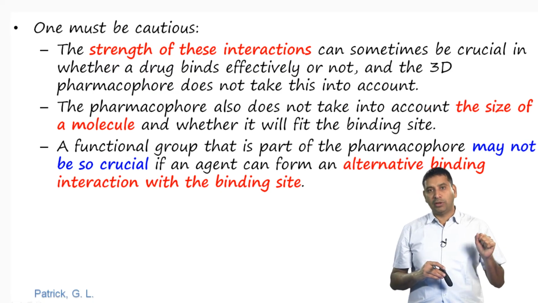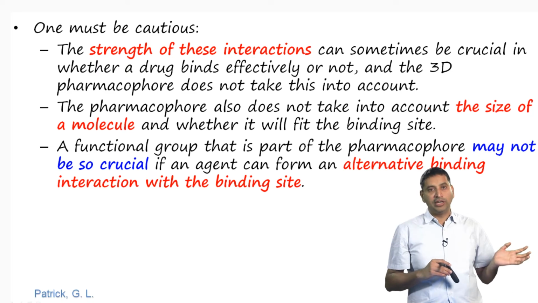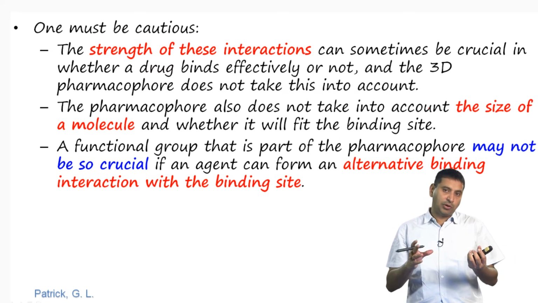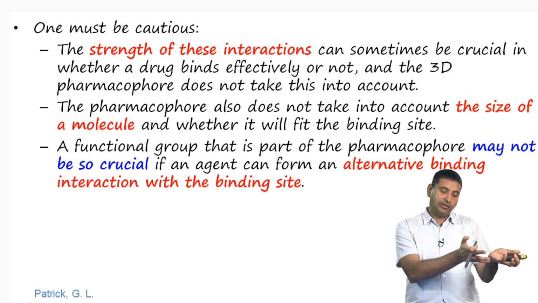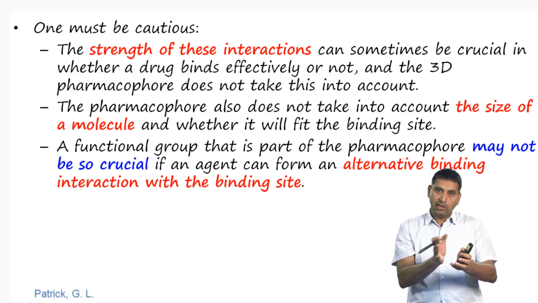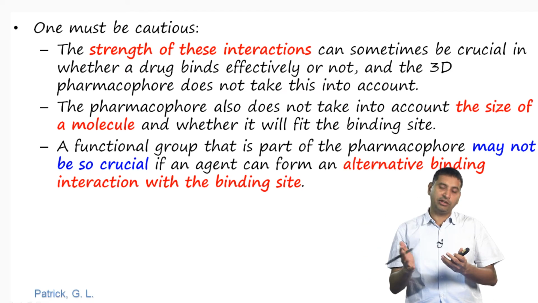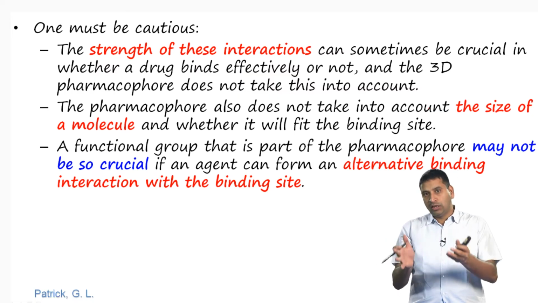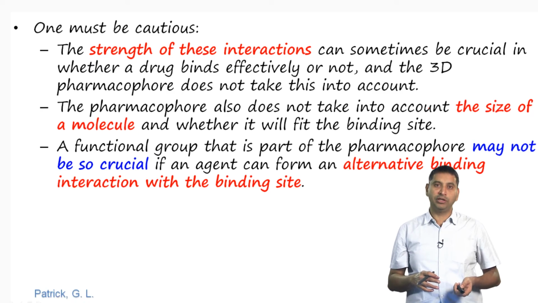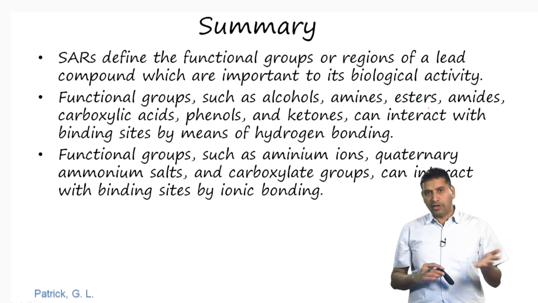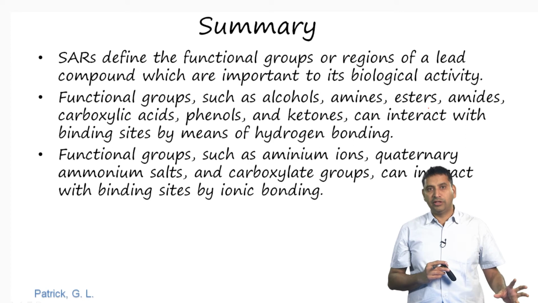So, a functional group that is part of the pharmacophore may not be so crucial if an agent can form an alternative binding interaction with the binding site. It is possible that our initial studies show a group is important, but when we make an analogue, an alternate binding interaction occurs in the binding site which compensates for this. So, there are some caveats when doing this analysis with the 3D pharmacophore, about which one must be cautious.